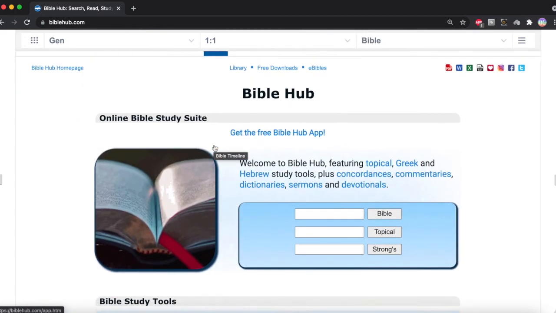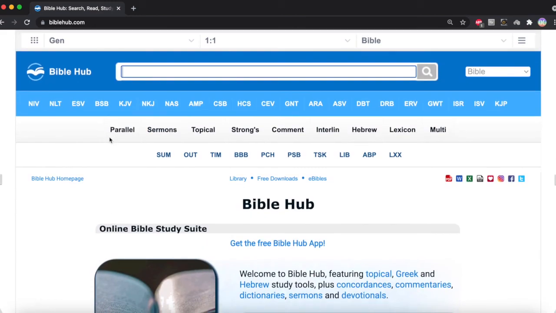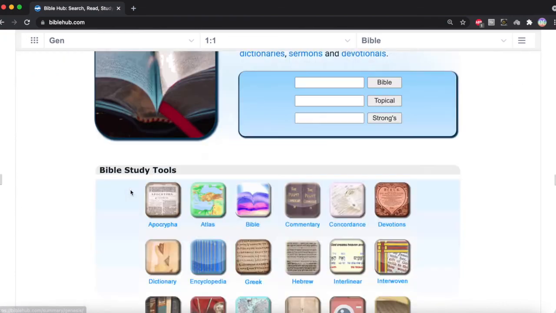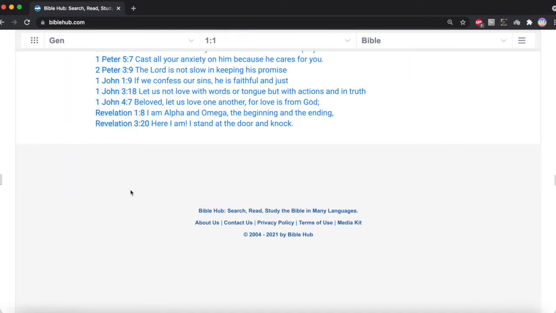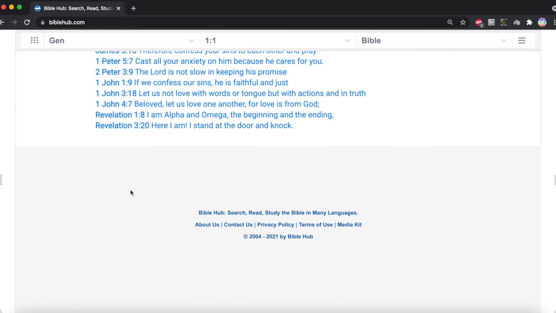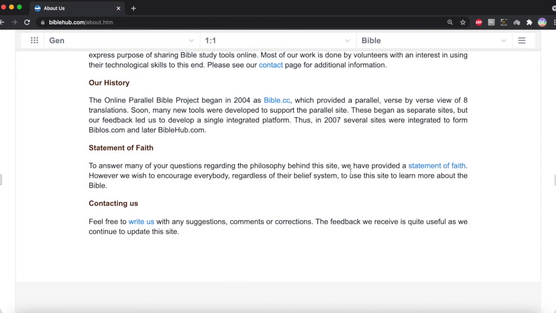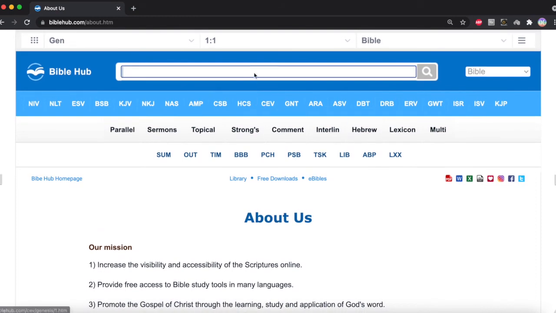And one thing I want to open with is letting you know that just because I use this tool doesn't mean I necessarily agree with whoever produces this tool, what their beliefs about scripture or theology happen to be. I do appreciate that they say they wish to encourage everybody, regardless of belief system, to use this site. So, I use it, and again, if there's viewpoints that the makers of this site hold, just know that that doesn't mean I hold them.